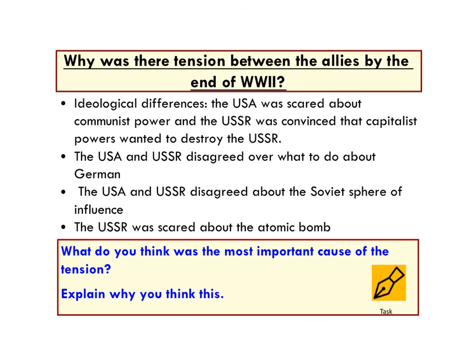So it doesn't really matter much which one you chose, but I wanted to let you know which I thought it was. In my opinion, the most important reason why there was tension between the Allies is the top one, ideological differences. Because if the ideological differences hadn't been there, it's likely that the USA and USSR would have been far more in agreement about what to do in Europe after the war. The ideological differences between the two powers was the reason why one was scared of the other.